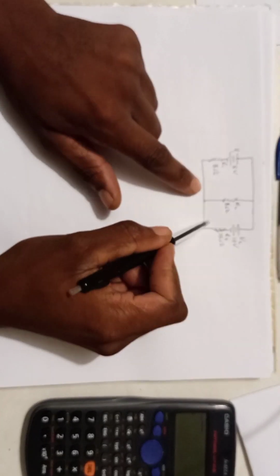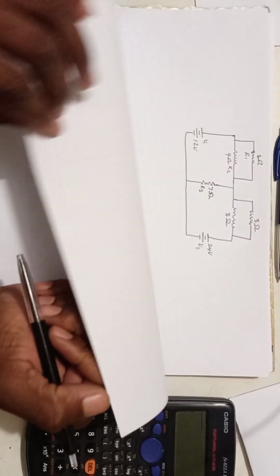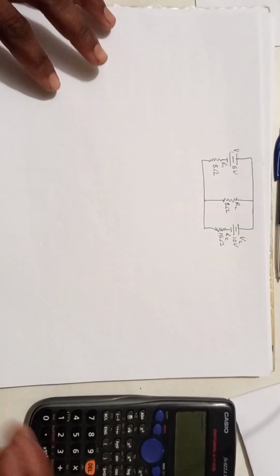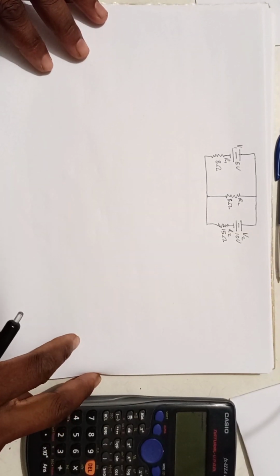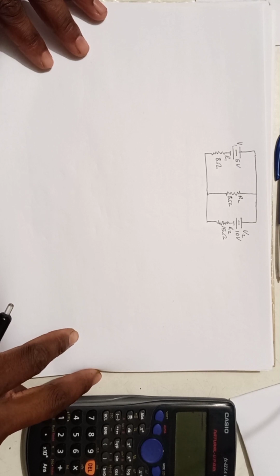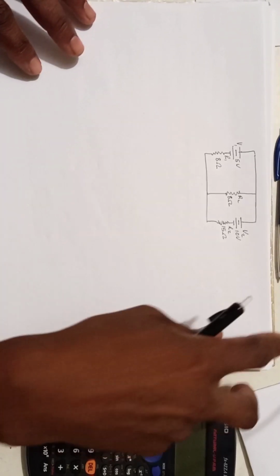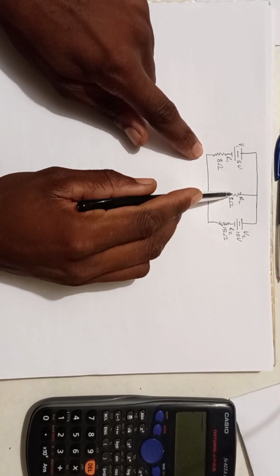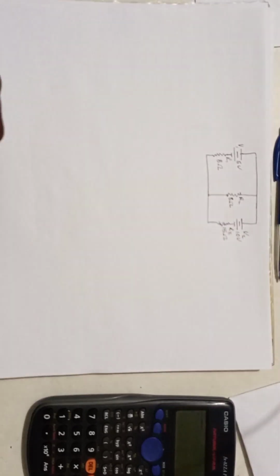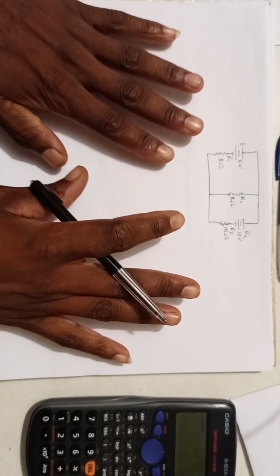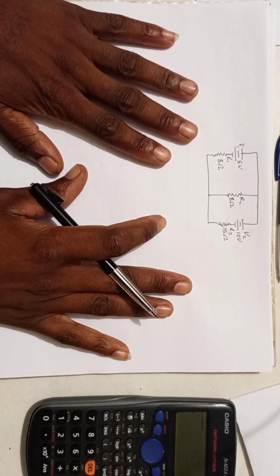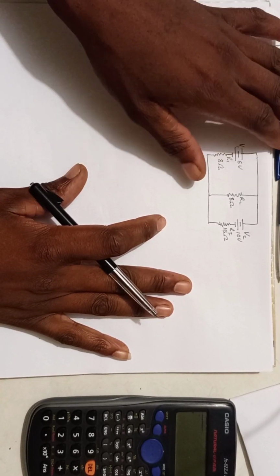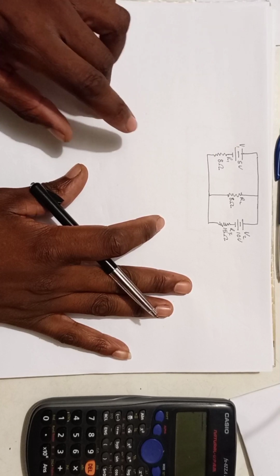Let us do this exercise. After it, we will then do this one. So we will use superposition to calculate the currents across this resistor, and this resistor. We will then calculate the voltages. Then after that, we will come to that one.